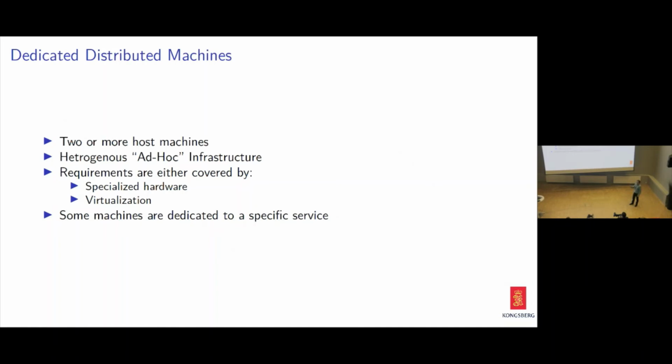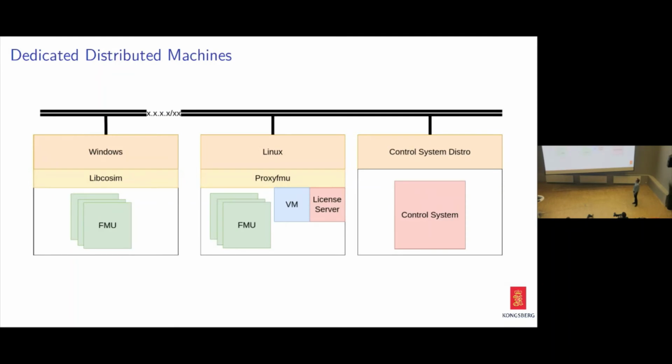And some of them might run virtual software as well. So this is a very simple distributed network. Just have 3 machines connected to some kind of net, and they can talk. One is running Windows, running libcosym. It's the master algorithm, deciding when to step.